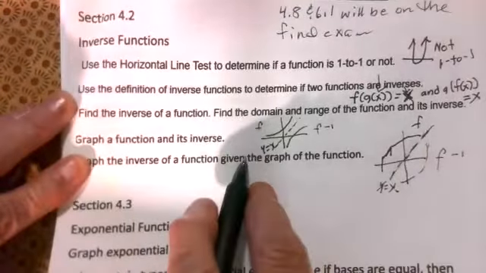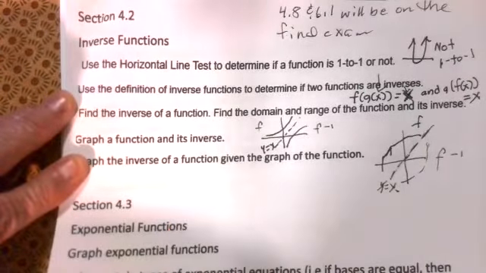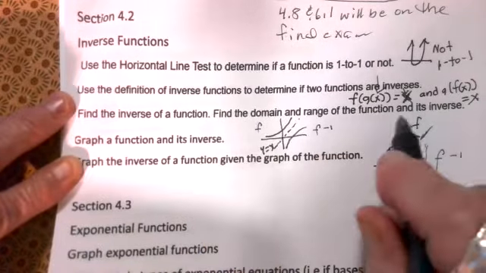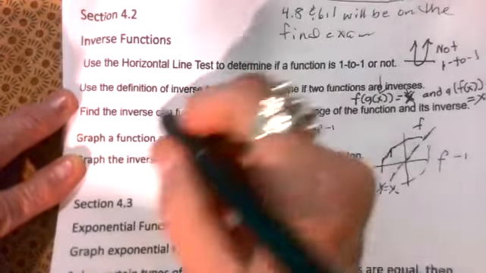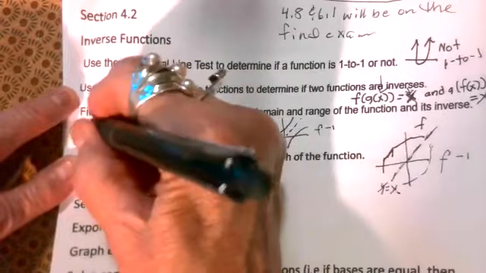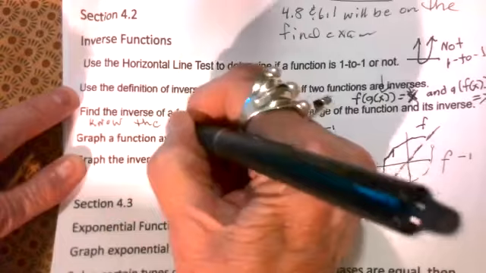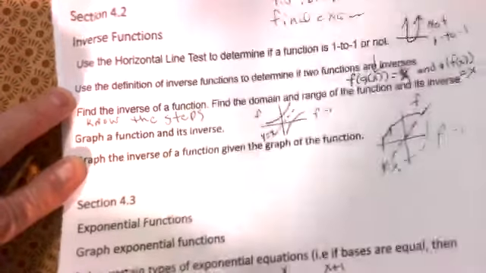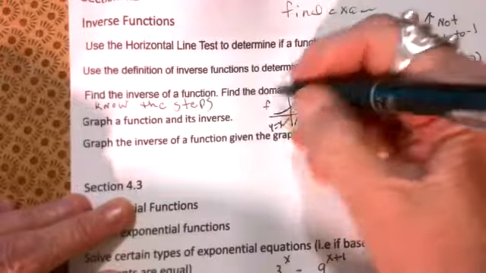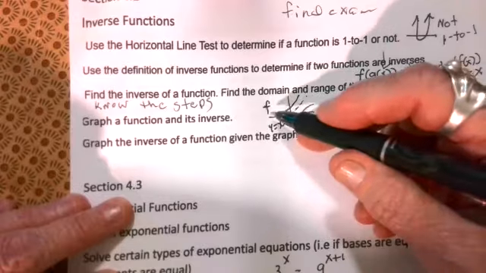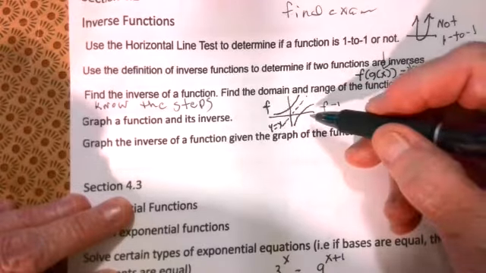So find the inverse of a function. Find the domain and range of the function and its inverse. So we'll need to know the steps. And we'll look at that in a second, but there's steps for finding the inverse of a function. Graph a function and its inverse. So remember that a function and its inverse, there's some symmetry. This is a line y equal x, and there's some symmetry about this line.